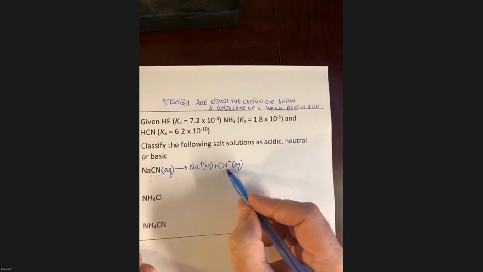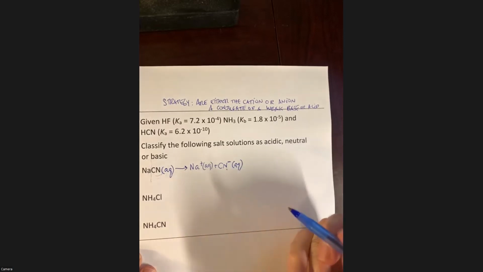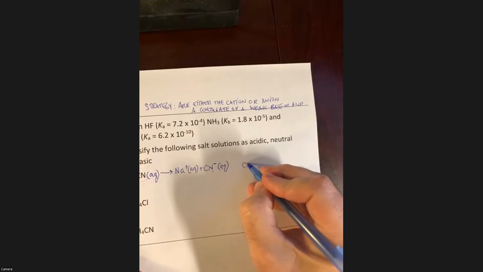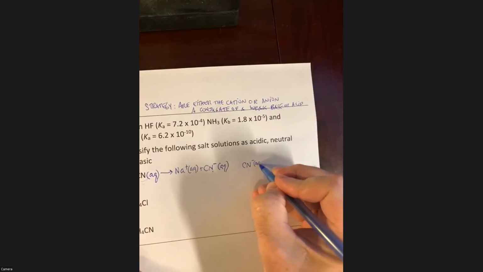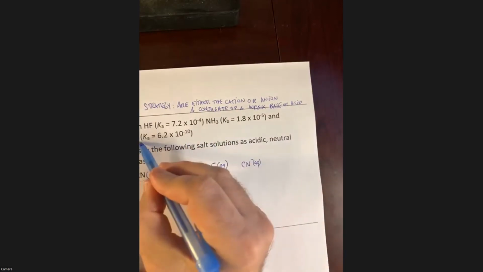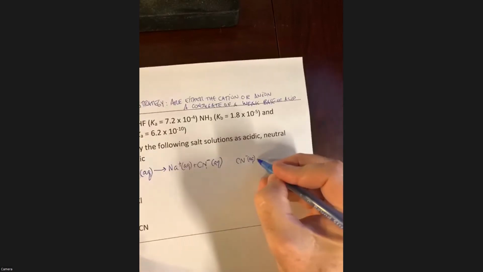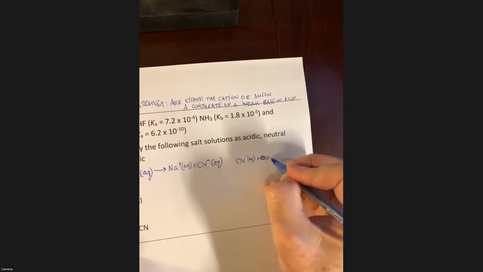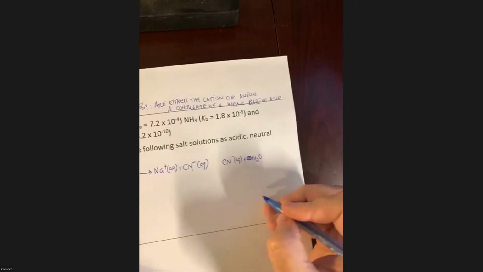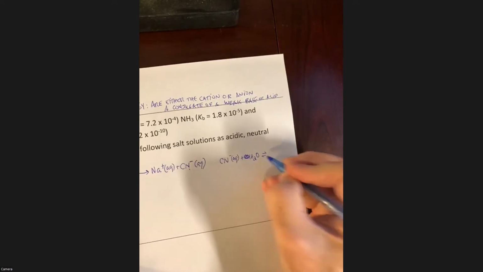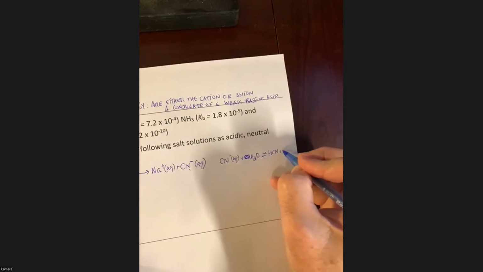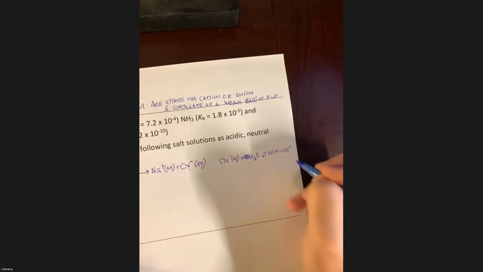But what about this guy here? What does that look like? That looks like the conjugate base of this guy here, HCN, right? So that means that this guy is going to react with water and it's going to produce HCN plus OH minus.